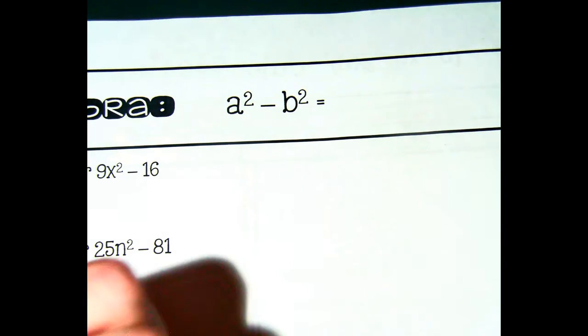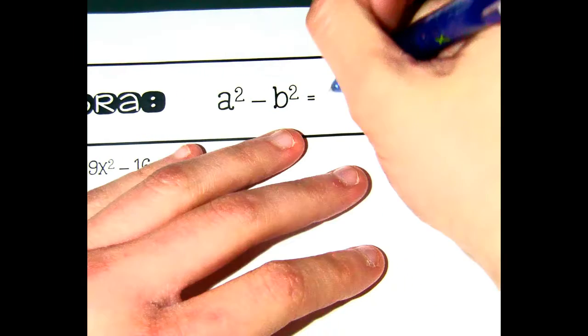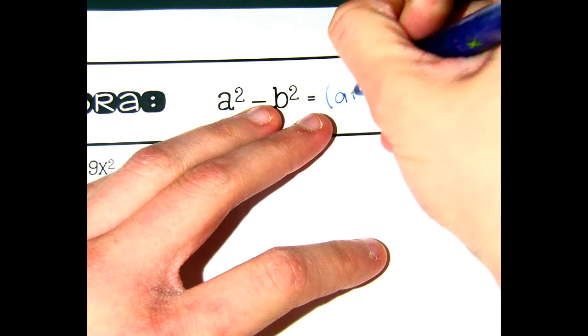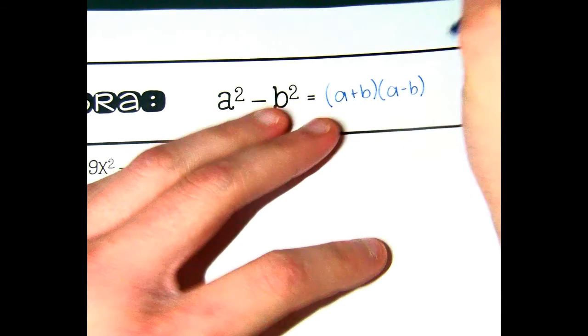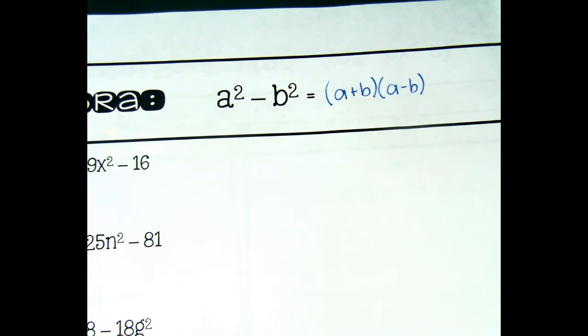Alright, so a squared minus b squared is the same as (a plus b) times (a minus b). These are special factors. This only works if a and b are perfect squares. What's a perfect square?